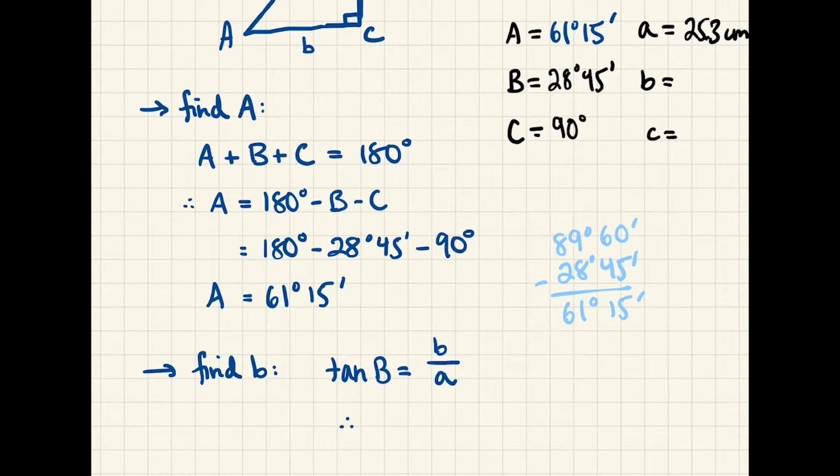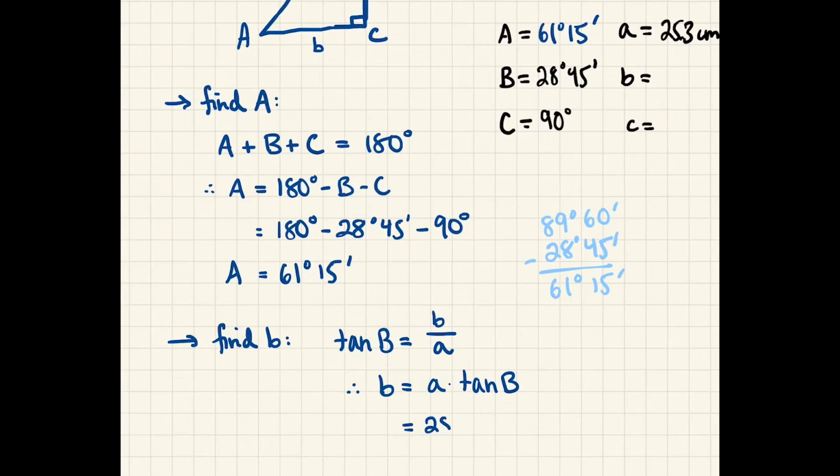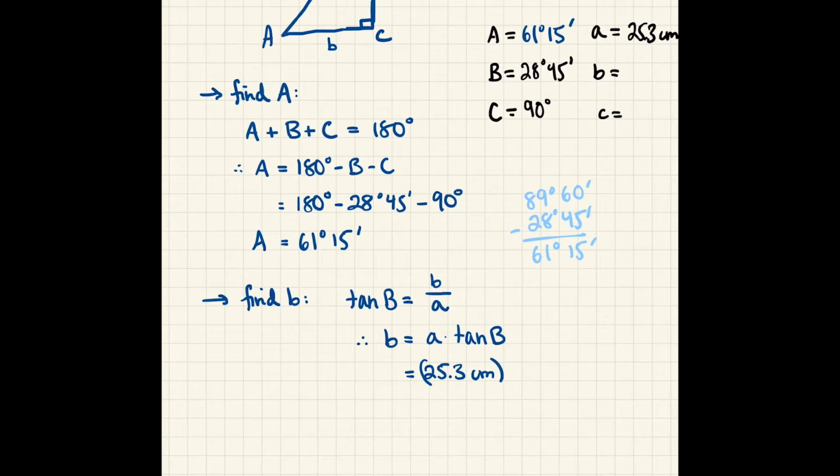And therefore, solving for little b, which is what we're after, we can say little b is a times tangent of capital B. And we have both of those pieces of information. Little a is 25.3 centimeters, and capital B was given as 28 degrees, 45 minutes.